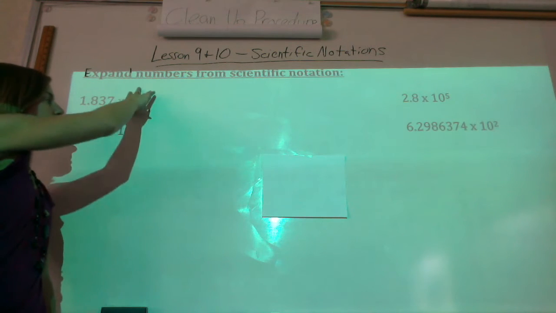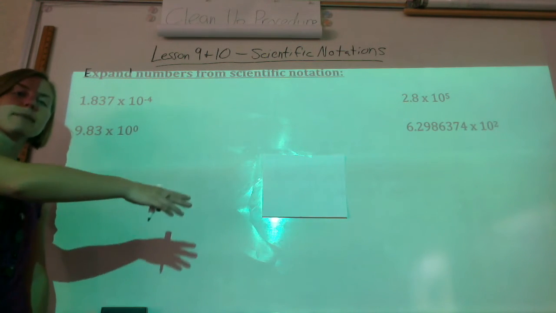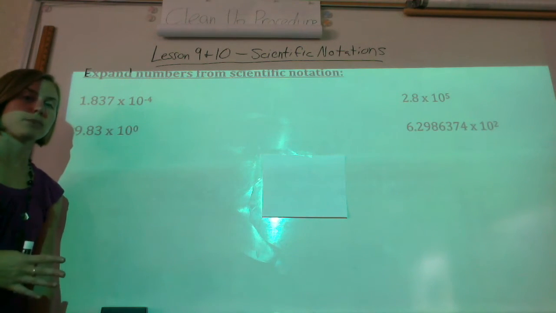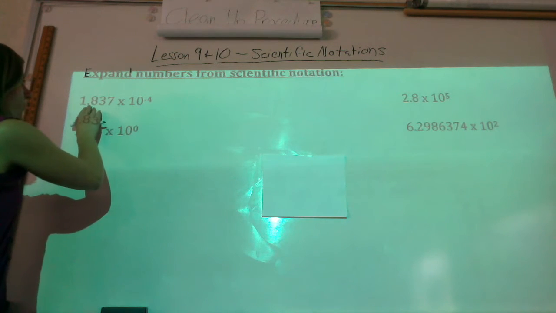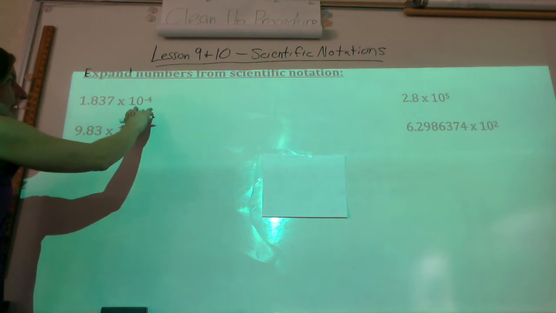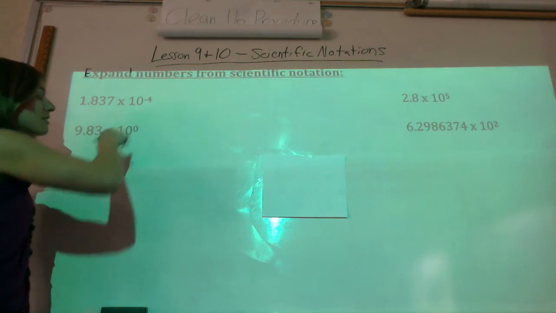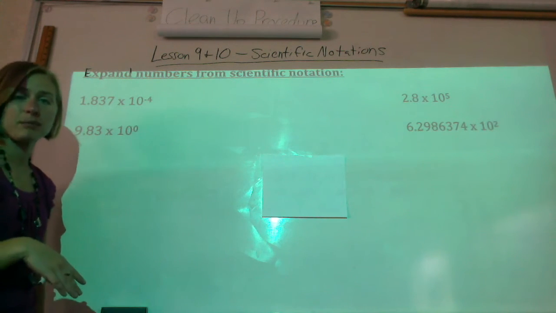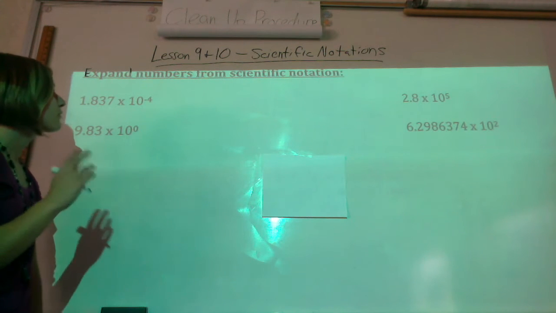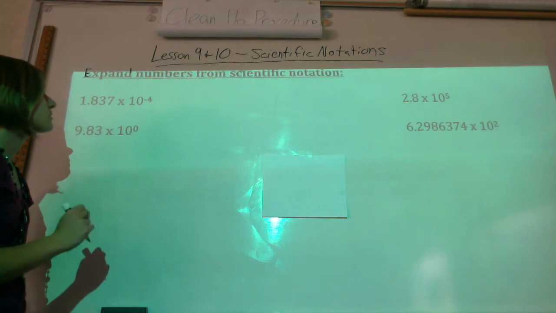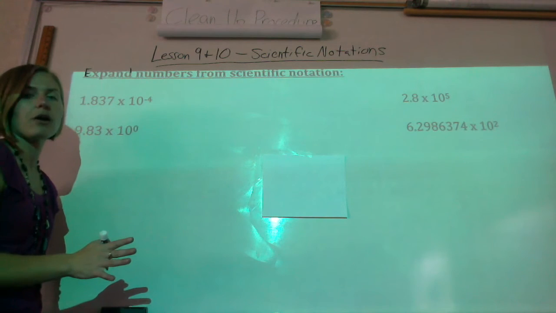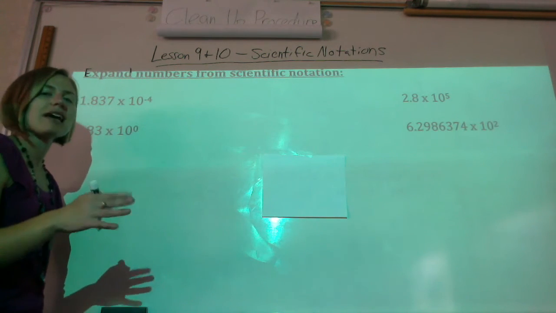Being given scientific notation and expanding it back out to its true number. So we have 1.837 times 10 to the -4. So we have to remember that -4 means that this number is actually smaller than it appears. It's actually 4 decimal places smaller. So sometimes what will help you is to add just extra zeros.